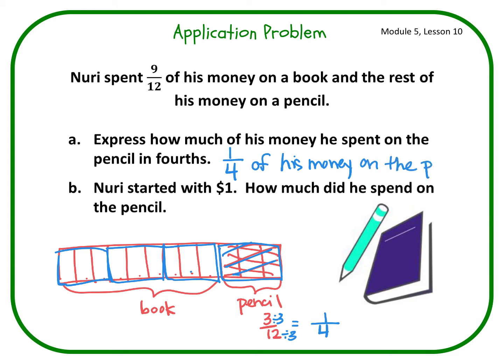They're also asking us though, okay, they said he started with $1, and how much did he spend on the pencil? So for me, whenever I think of a dollar and I think of fourths, well, I think 4 quarters is equal to $1, right? So 4 quarters equals $1. So of those 4 quarters, if he spent one of those quarters on the pencil, because 1/4 of it, then the pencil was 25 cents, because he spent 1/4 of his money on the pencil.